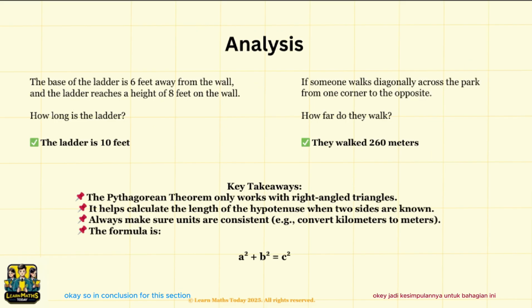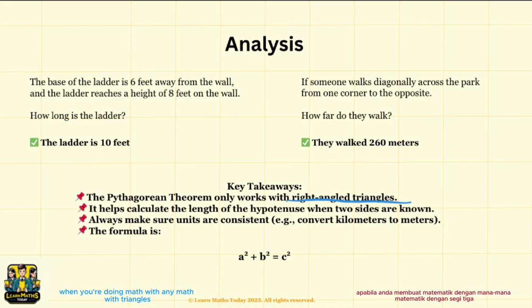Okay, so in conclusion for this section, it's most worth knowing that this form of Pythagorean theorem only really works with right triangles. So that's something to make sure you remember when you're doing any math with triangles. Additionally, it's used to calculate side length only. That's the only thing it can really help you determine. Also make sure your units are consistent. And this is the general formula that you have to remember and use.